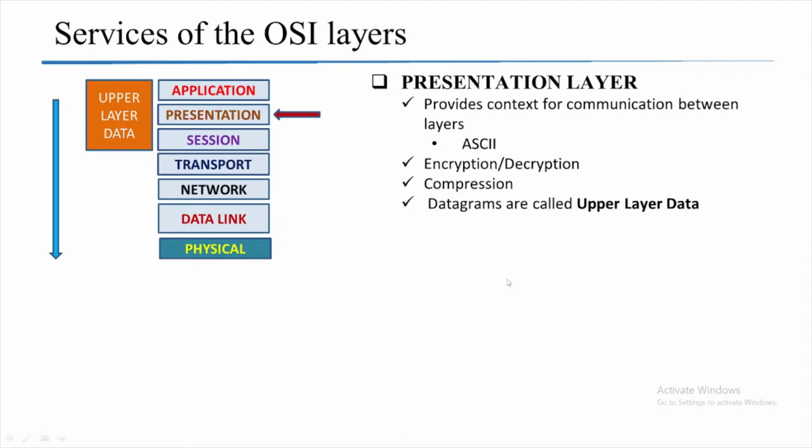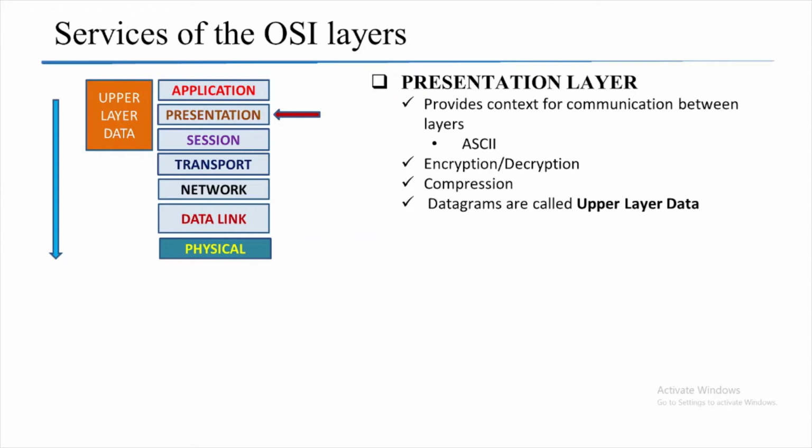The presentation layer, or the 6th layer in the OSI reference model, provides context for communication between layers, and it deals with the format of the information, right? It may be in the form of ASCII, it may be in the form of ABCD, and the form with which the data is presented is dealt with by the presentation layer. And encryption and decryption is one of the services provided by the presentation layer.